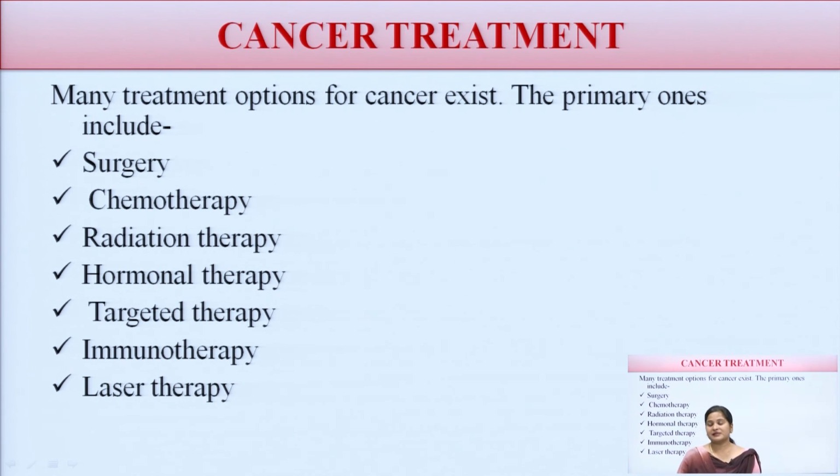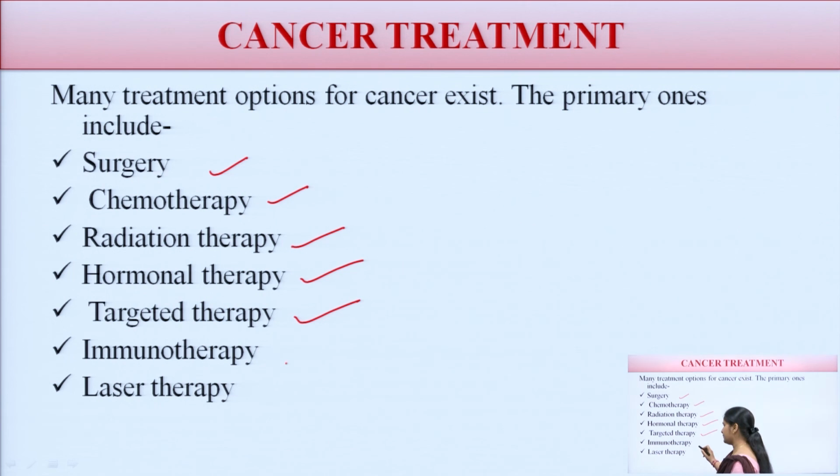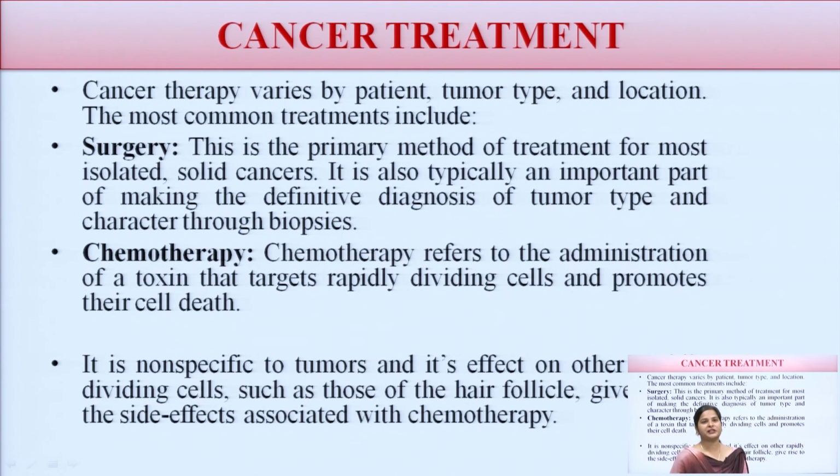Now, there are various treatments of cancer: surgery, to remove the particular area which is infected with the cancer cells, chemotherapy, radiation therapy, hormonal therapy, targeted therapy, immunotherapy and laser therapy. These are various kinds of therapies used for the treatment of cancer. First is surgery, the primary method used for the treatment of most isolated solid cancers. They diagnose and isolate that particular area and surgically remove it.